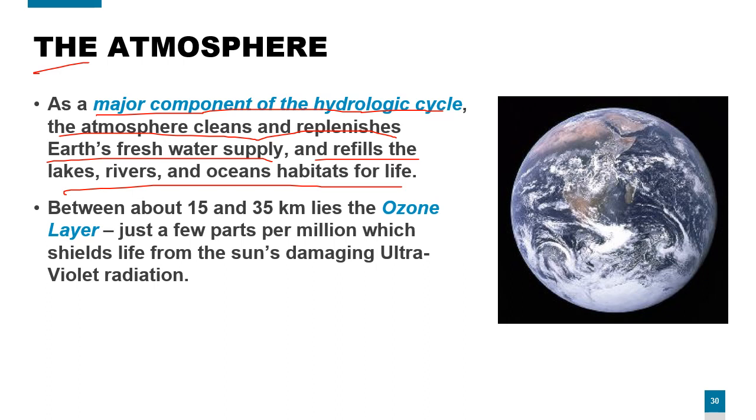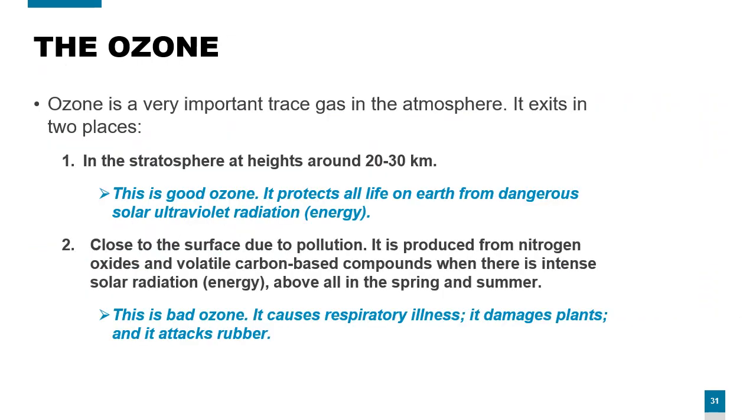Now, between about 15 to 35 kilometers lies the ozone layer, just a few parts per million, which shields life from the Earth's damaging ultraviolet rays. Now, ozone layer or ozone is a very important trace gas in the atmosphere. So it exists in two places. First, the stratosphere at the height of around 2 to 30 kilometers. So this is good ozone. It protects all life on Earth from dangerous solar ultraviolet radiation or the energy.